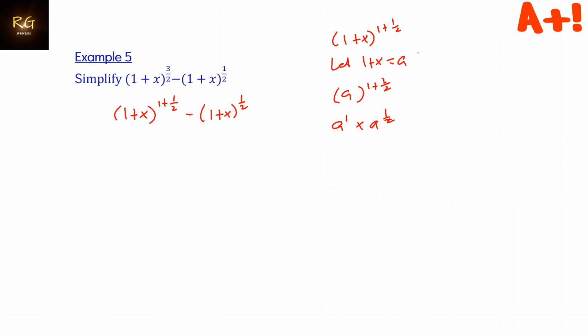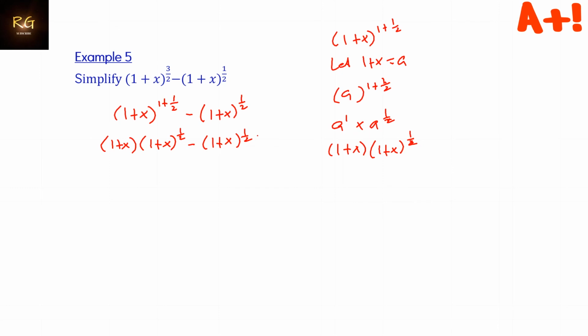So let me rewrite again. Since I want to substitute a with 1 plus x again, it's going to give me (1 plus x) to the power of 1 multiplied with (1 plus x) to the power of 1 over 2. Let me rewrite here. So (1 plus x) multiplied with (1 plus x) to the power of 1 over 2 minus (1 plus x) to the power of 1 over 2.